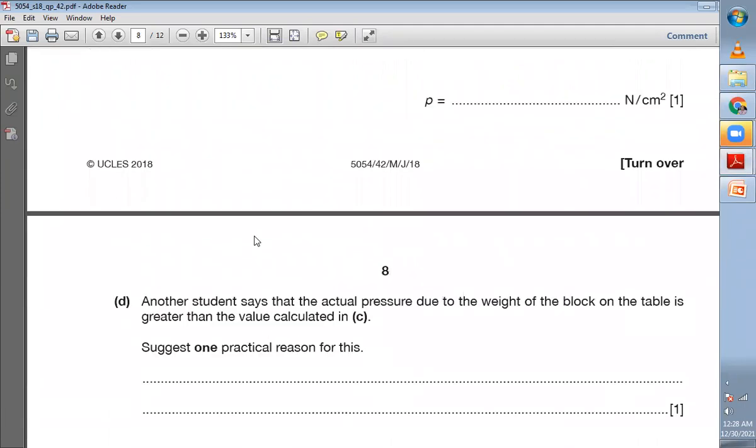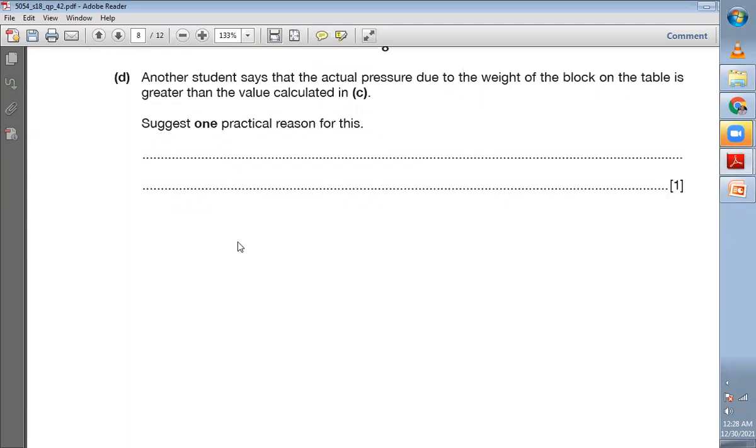Then the D part is, he says another student says that the actual pressure due to the weight of the block on the table is greater than the value calculated in the C part. So just one practical reason for this. You see, when you draw the face on the page, with the ballpoint, with the pencil, that outline is actually larger.